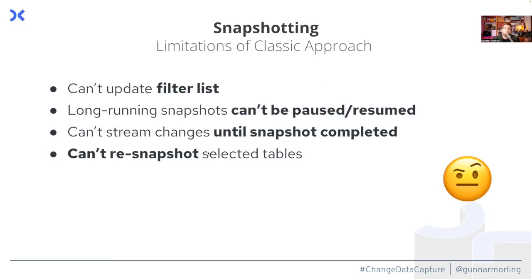But there are a few problems which come with that, and which we got reported in the Debezium project again and again. For instance, you couldn't update the filter list. In Debezium, you can say, I want to capture just those 10 out of my 100 tables. And now maybe you say, okay, there's another table which I also want to capture, and there was no good way for doing that. Also, such a snapshot can run for quite a long time. It can take hours if you have many millions of table rows.